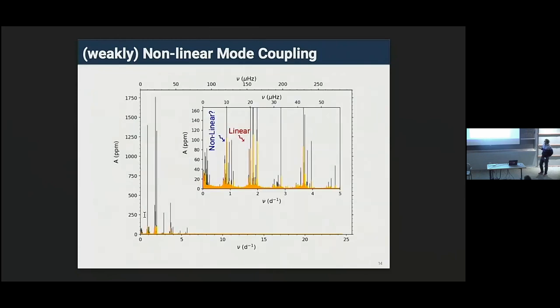So, like I said, what we probe in linear seismology are predominantly these signals in the main frequency group, and what we want to find out is whether these signals in these other groups could be the product of nonlinear mode coupling between these linear modes.